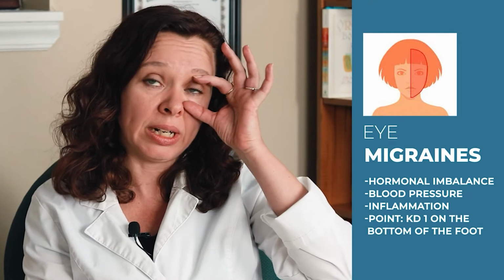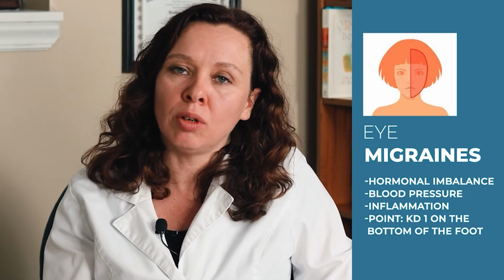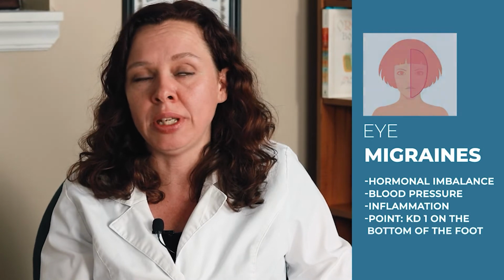This one comes directly out of the eye, and it can also include the whole head. This type of headache can often be related to hormonal imbalances and also to blood pressure or other issues of inflammation within the body. To really treat these type of headaches, we need to get at the cause of what would make someone's blood pressure increase, or why hormones might be out of balance, and really getting to that.